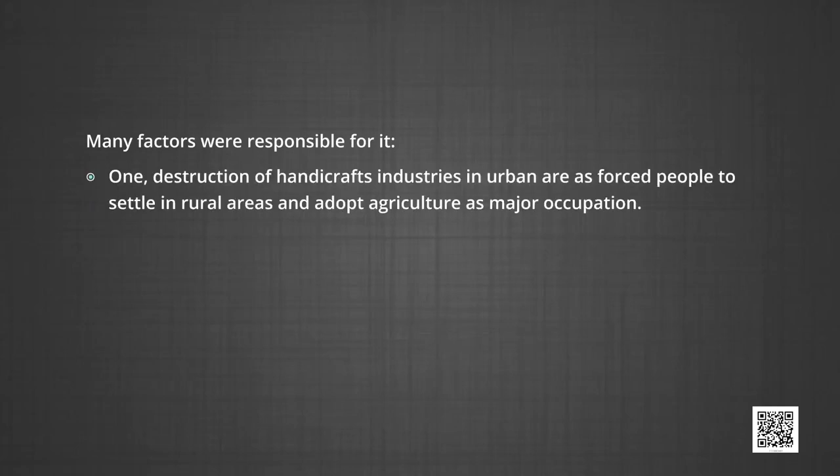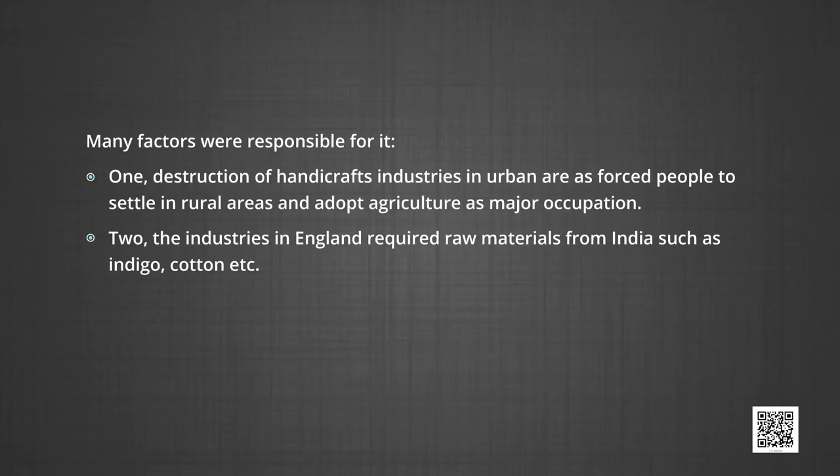Besides some improvements in production taking place due to expansion of area under cultivation, productivity in the agricultural sector remained very low. Many factors were responsible for this. One, destruction of handicraft industries in urban areas forced people to settle in rural areas and adopt agriculture as major occupation. Two, the industries in England required raw materials from India such as indigo, cotton, etc.